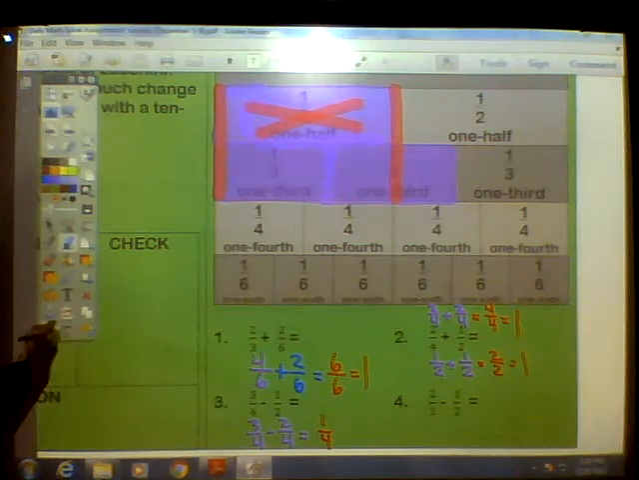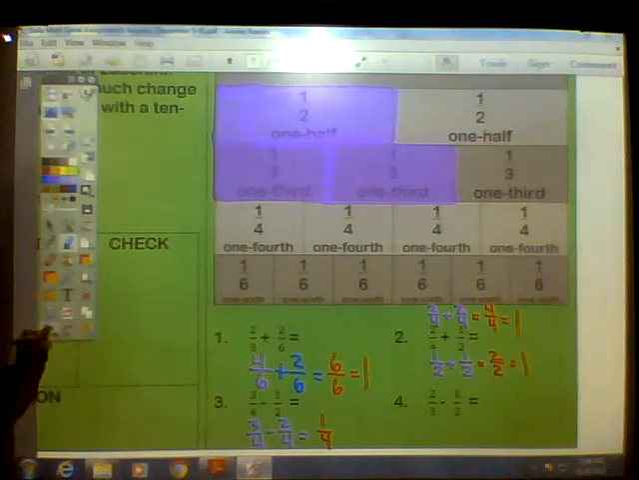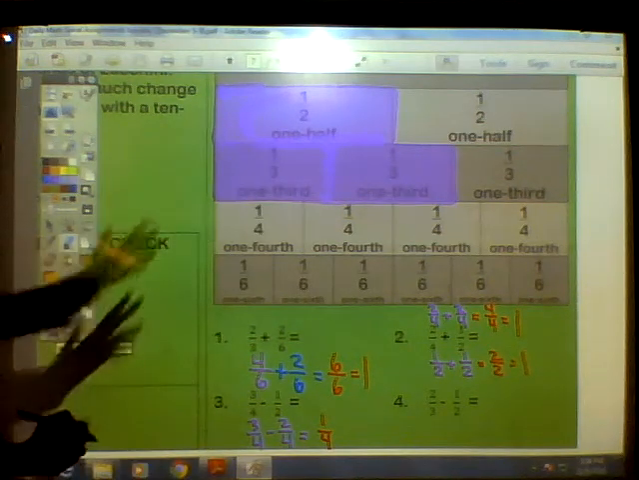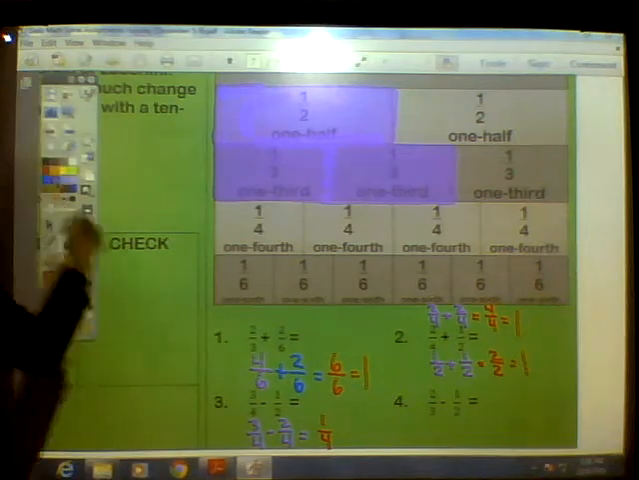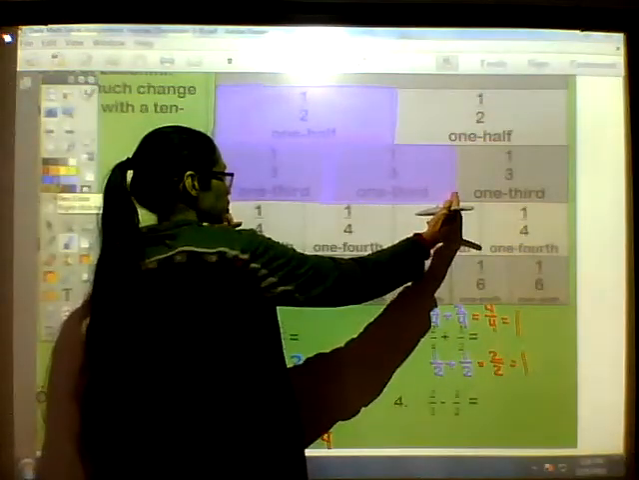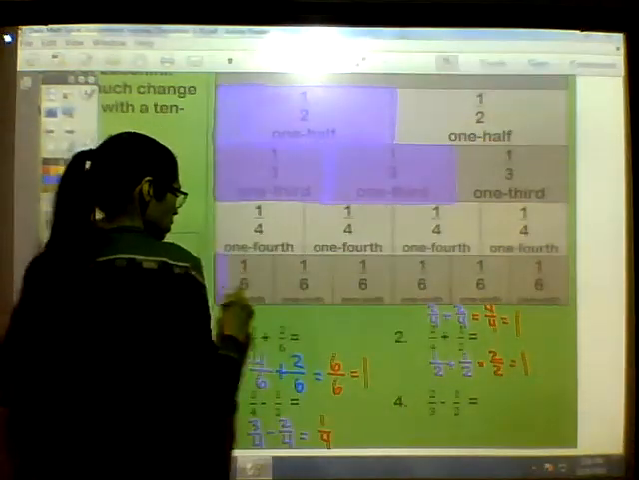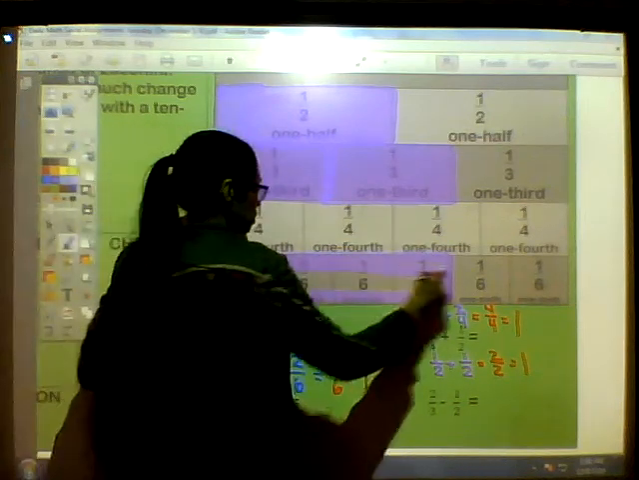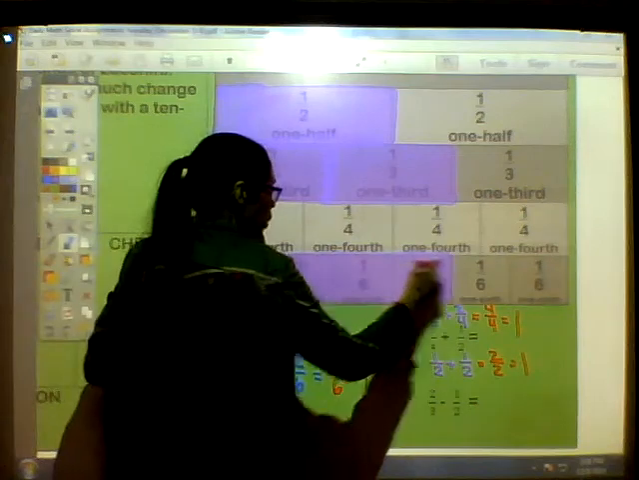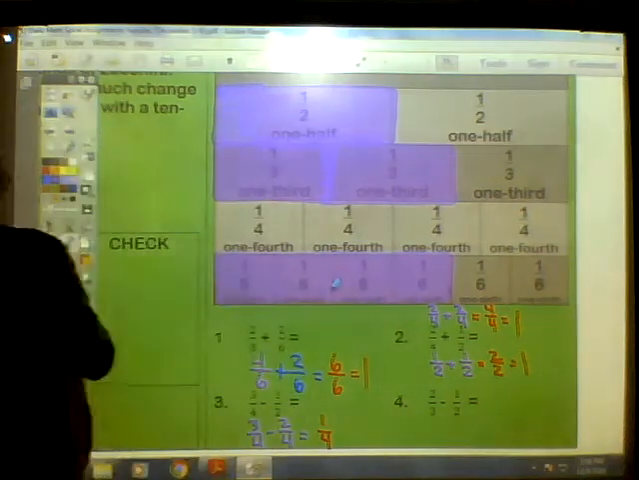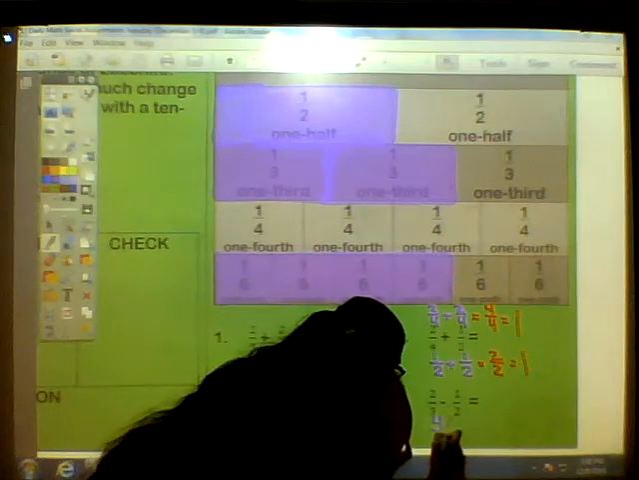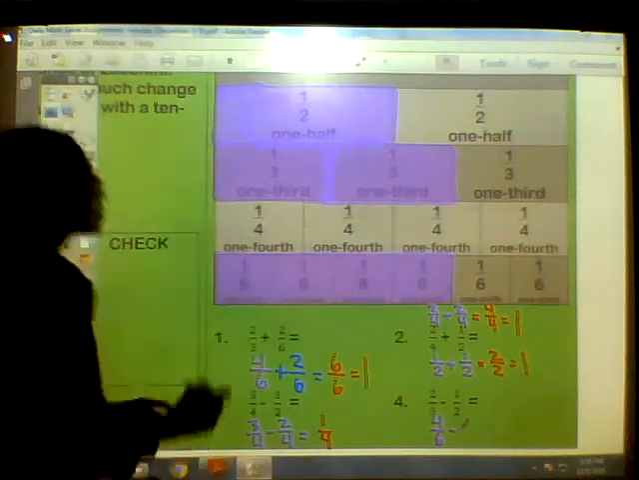So let me erase. Let's convert 1/3 into 6. 2/3, well, not 1/3. 2/3 is the same thing as what? 4/6. Let's write that down. 2/3 is the same thing as 4/6. And from that, we will take away 1/2.